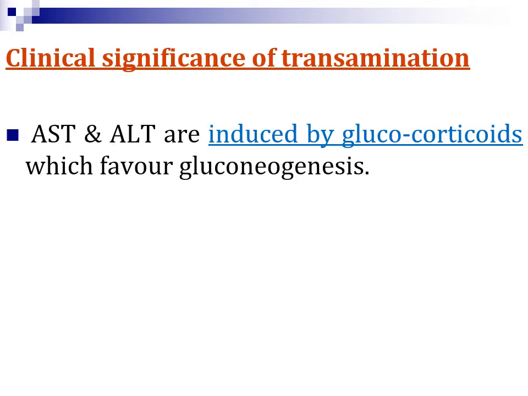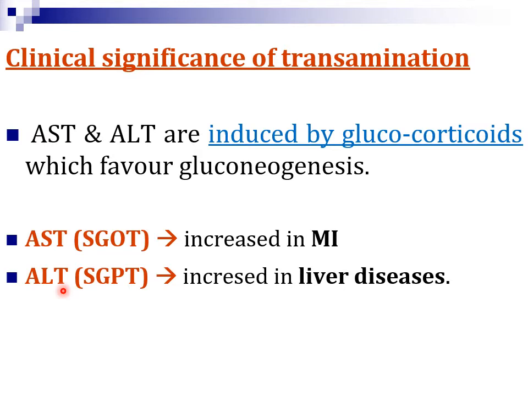Now again we see the significance of the enzymes involved in the transamination reaction. AST and ALT, that is aspartate transaminase and alanine transaminase, are induced by glucocorticoids and favor gluconeogenesis. AST, that is SGOT, increases in myocardial infarction and was previously used as a cardiac biomarker. And ALT, that is SGPT, increases in liver disease, that is in hepatitis.